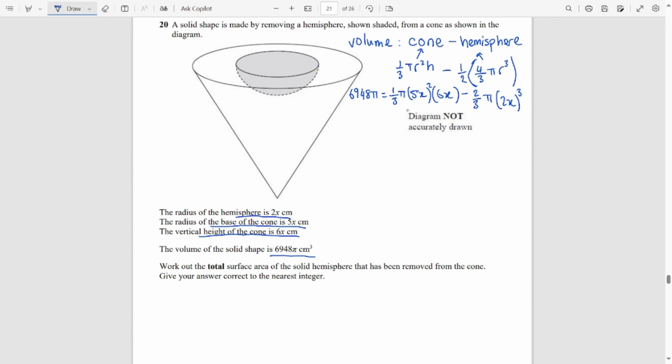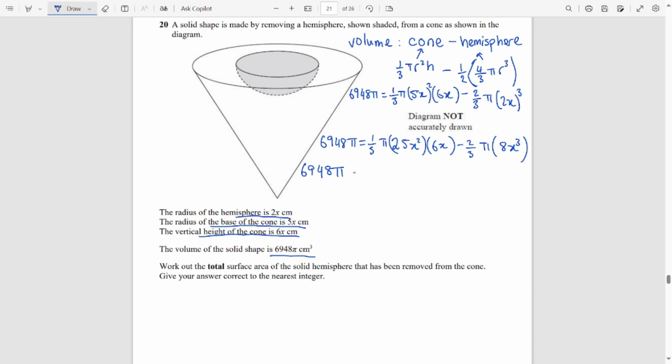Okay, now what I want to do is expand some of these brackets. So I have 6948 pi is equal to, I'm going to leave the third as it is. I'm going to leave the pi as it is. And then I'm going to square this bracket here. So this is going to become 25x squared. I square the 5 and I square the x, multiplied by 6x, minus 2 over 3 pi, and then I'm going to cube this. So this is 8x cubed. I cubed the 2 and I cubed the x. Okay, so I'm just doing algebra now. I'm going to carry on with my process of what can I work out.